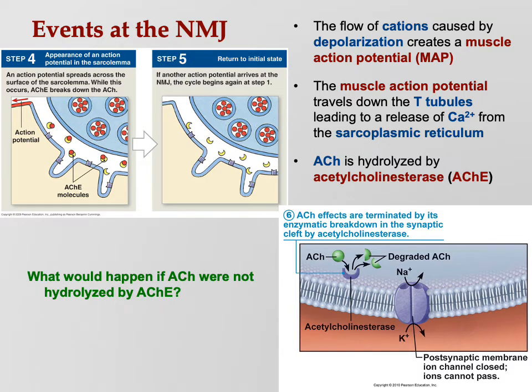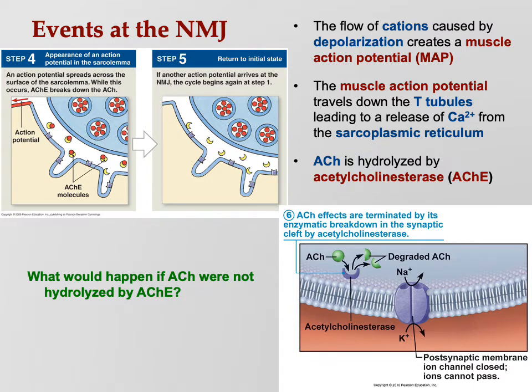So what would happen if acetylcholine were not hydrolyzed by acetylcholinesterase? That acetylcholine would stay out there in the synaptic cleft. It would keep binding to the receptors. The receptors, being the ion channels, would keep opening. Sodium would keep flowing through. It would keep creating muscle action potentials, which would flow along the sarcolemma. That would keep going down the T tubules.